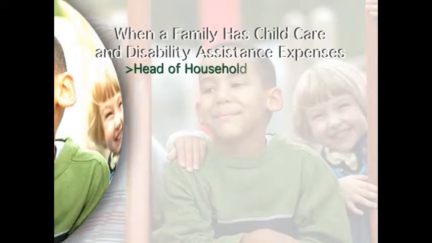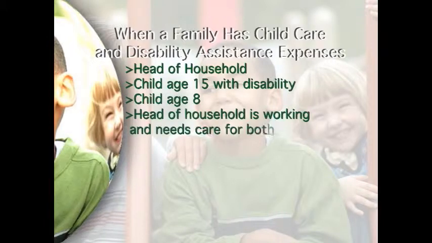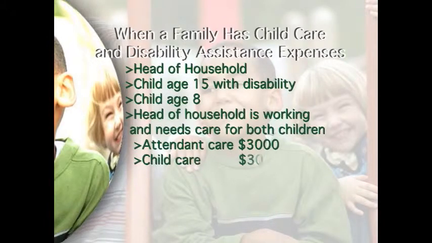We also need to prorate the expense when the family has both child care and disability assistance expenses. In this example, we have the head of household, a child who's 15 years of age and who is a person with disabilities, and then we have another child who's 8 years old. The head of household is working and needs care for both children. The attendant care is $3,000 per year. The child care is another $3,000 per year.